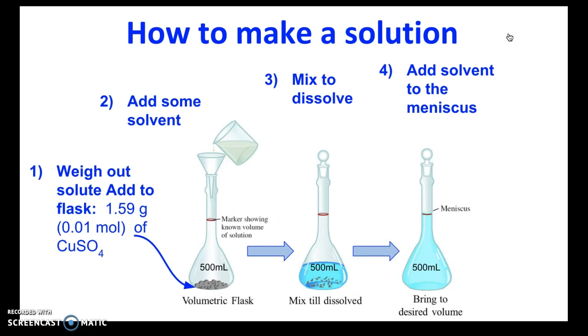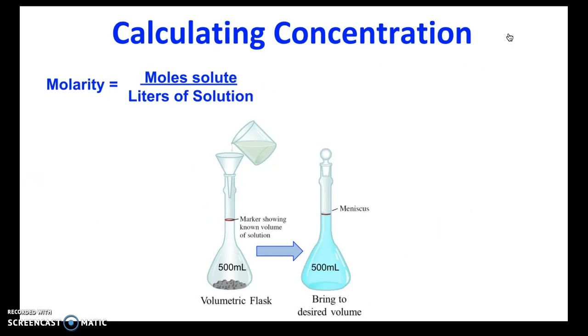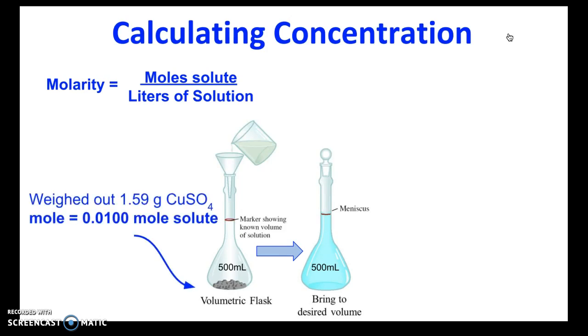So now the question is, how do we calculate the concentration of the solution that we just made? Remember, concentration is quantified by molarity, which is moles of solute over liters of solution. Because we weighed out 1.59 grams of copper sulfate, we can calculate the moles using its molar mass, and that's going to correspond to 0.01 moles of our solute.